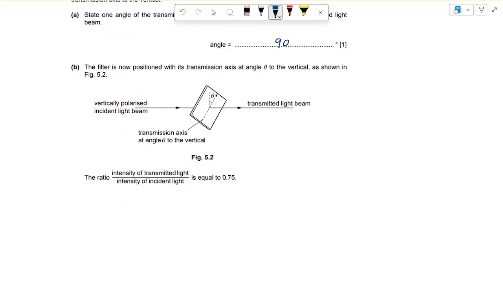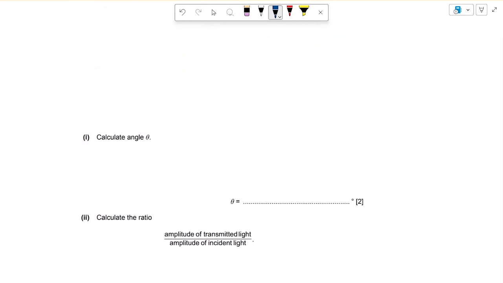Now, the second question, we have the same polarizer that has been rotated at an angle theta, and when we rotated it at this certain angle, we got the intensity ratio of I over I node equal to 0.75. Now we are supposed to find the angle.